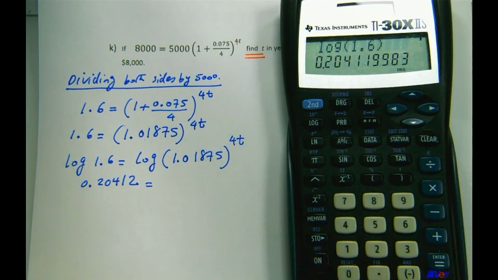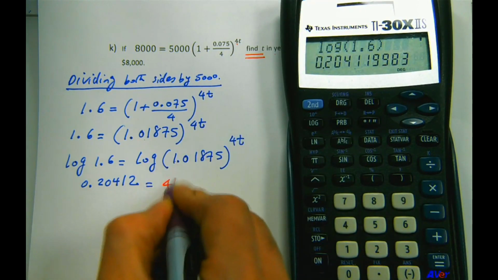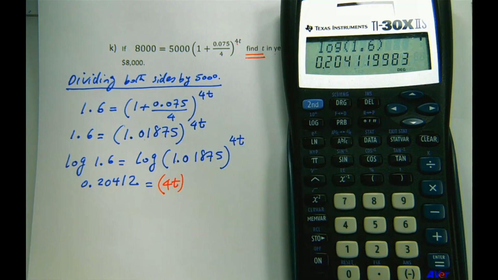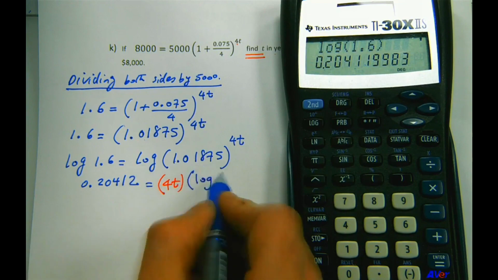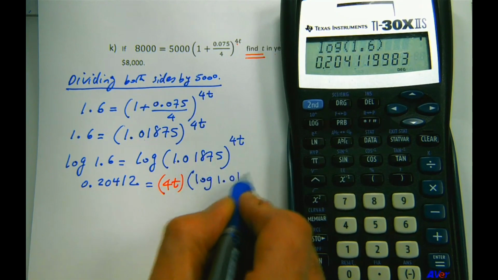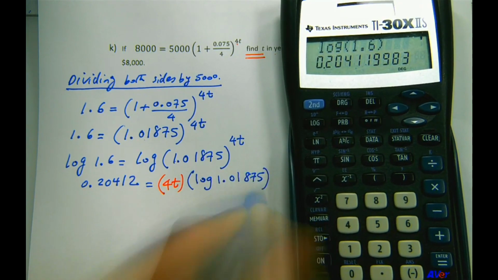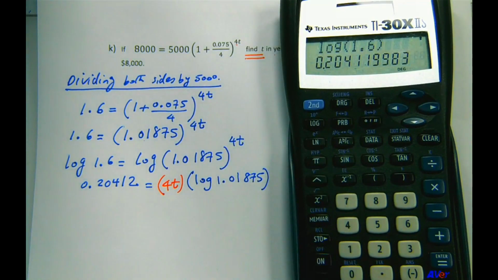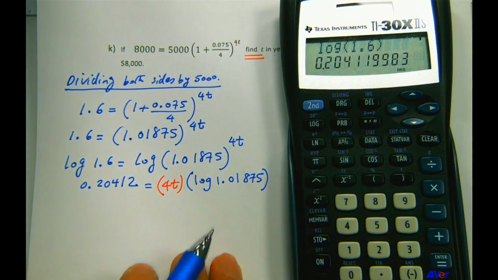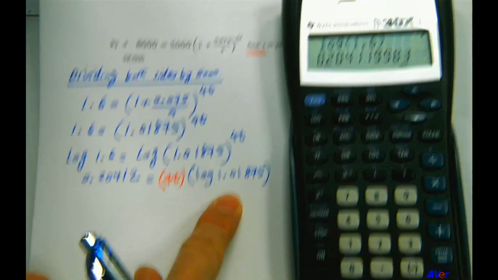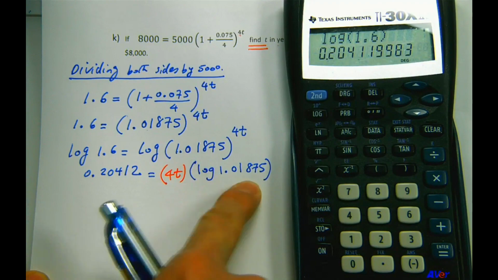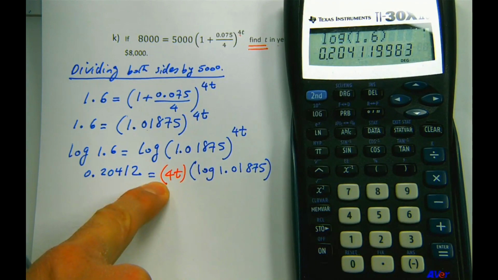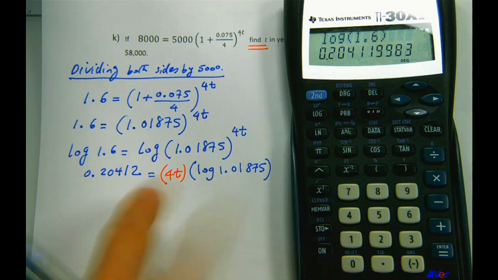So 4t multiplied by log of that 1.01875. Okay? So on the left, we're okay. On the right, I'm going to take the log of that number, multiply it by 4, and I'm going to take that number and multiply it by t.